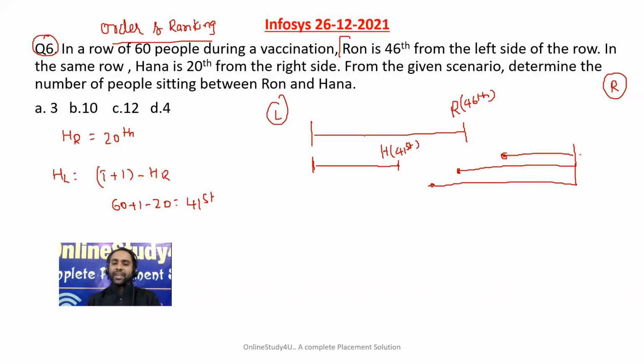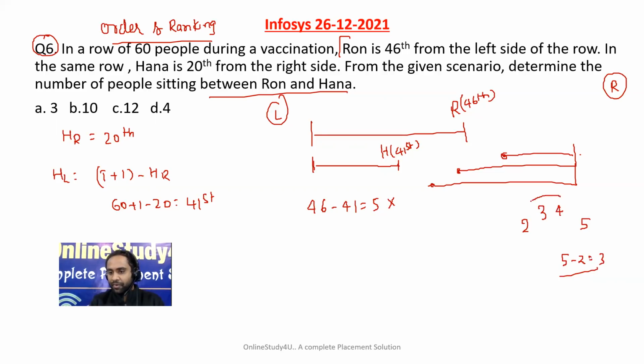Now they are asking, from the given scenario, determine the number of people sitting between Ron and Hana. Many people will directly subtract and say the answer, which is wrong. See, if I ask you how many numbers are in between 2 and 5, you cannot say 5 minus 2 is equal to 3, because in between 2 and 5 there are only two numbers, 3 and 4. So we have to do 5 minus 2 minus 1. So in between the two positions, how many people will be sitting? It will be the difference minus 1.